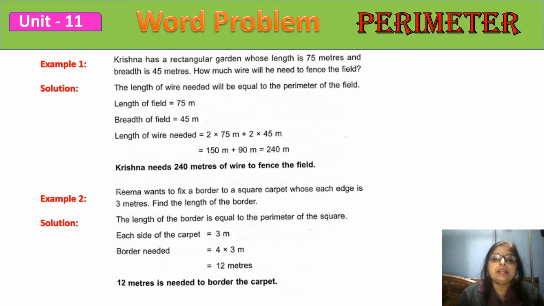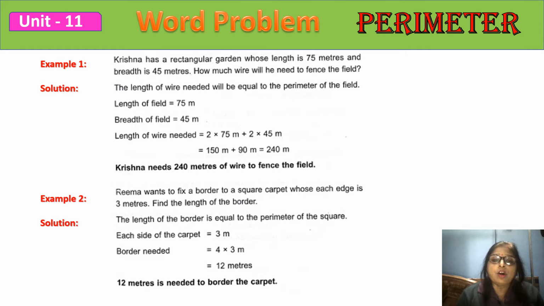Next question. Rima wants to fix a border to a square carpet whose edge is 3 meter. Find the length of the border. So first you understand the question. There is a carpet which is in square shape and Rima has to make the border around the carpet. So how much border is needed for the carpet? So first you find the perimeter of the carpet.